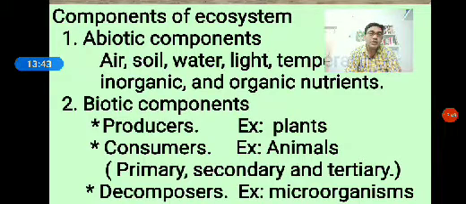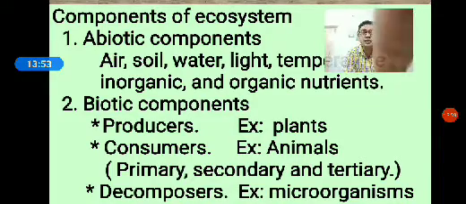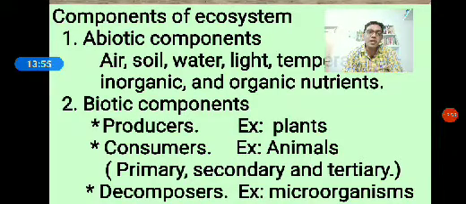Then the second component of the ecosystem is called biotic components. The biotic components, think about the living components. The biotic components are like producers, consumers, decomposers. For producers, the best examples are plants; consumers, animals; and decomposers, the best examples are microorganisms. Biotic means bio, living components. Abiotic is nothing but non-living components.